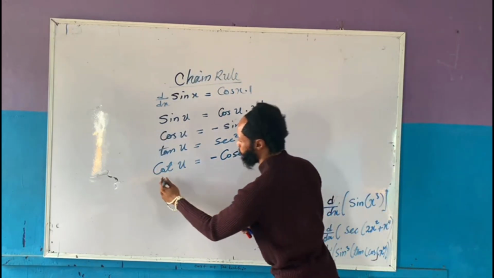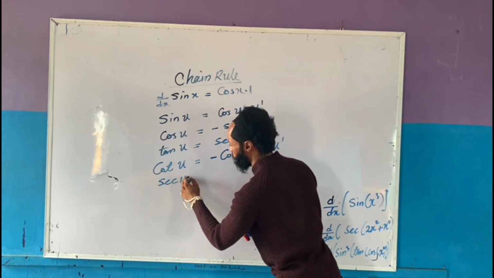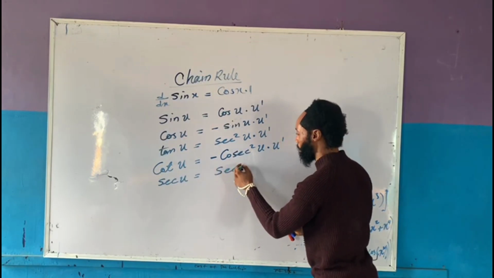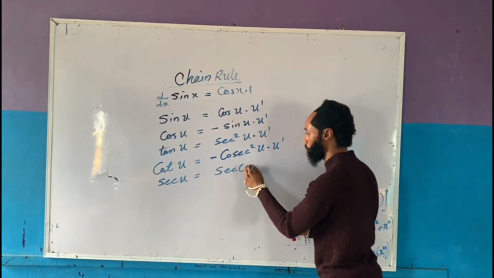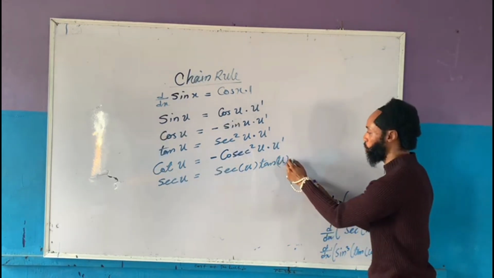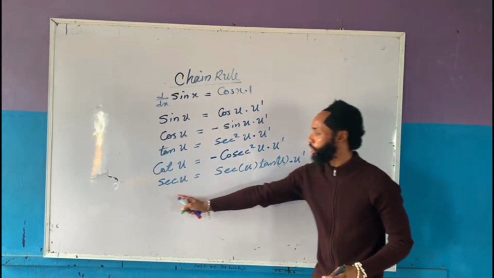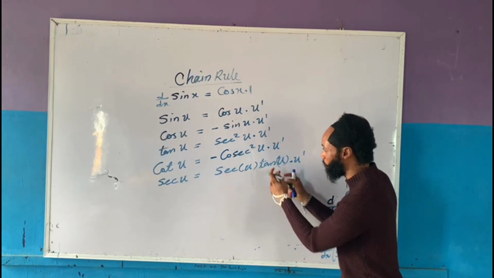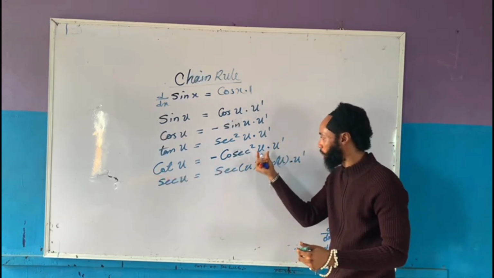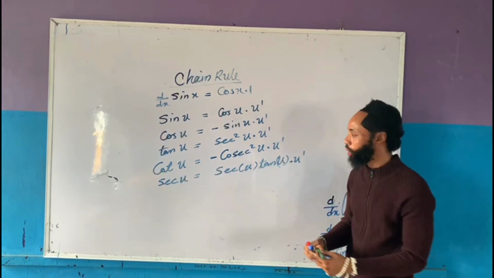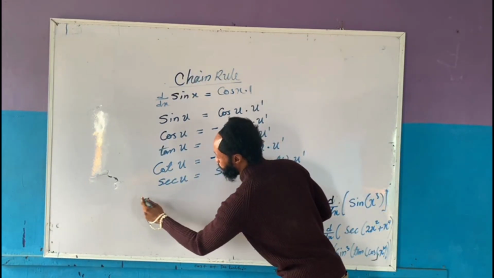Then we go to the next one, sec u. Sec, remember, gives you itself: sec u tan u times u prime. This is for chain rule. You differentiate the function and keep the angles the same way. Differentiate cos, I kept the u. Then I differentiate u, that's u prime. That's what we will be doing.